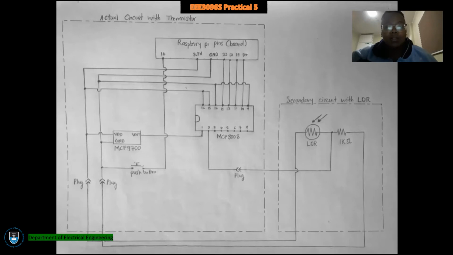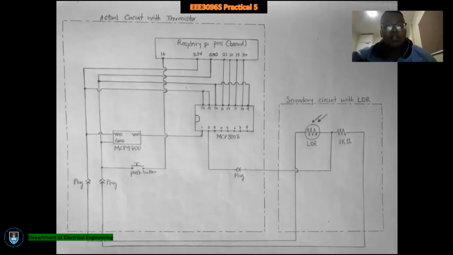For the first circuit, the analog to digital converter is connected to the Raspberry Pi with the VDD pin of the ADC connected to 3.3 volts, the reference pin of the ADC connected to 3.3 volts, and the clock pin of the ADC connected to the synchronous clock pin of the Raspberry Pi, the output data pin of the ADC connected to the master in slave out pin of the Pi, and the input data pin of the ADC connected to the master out slave in pin of the Pi.